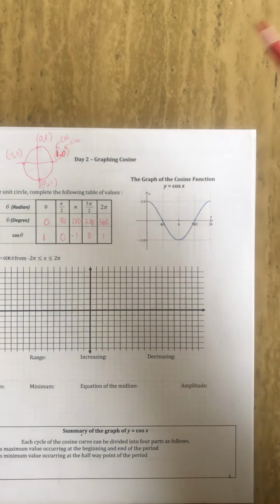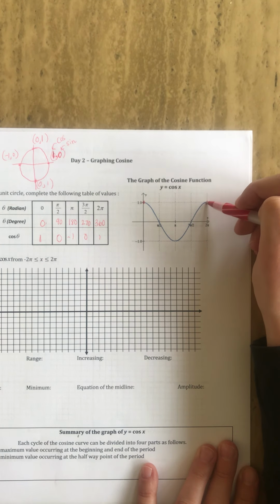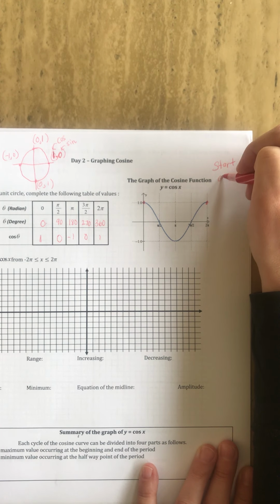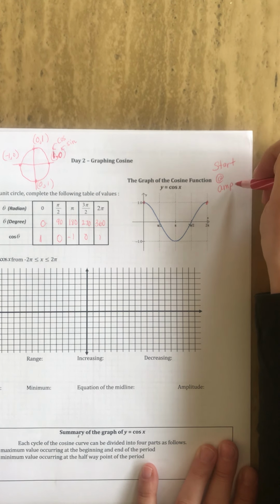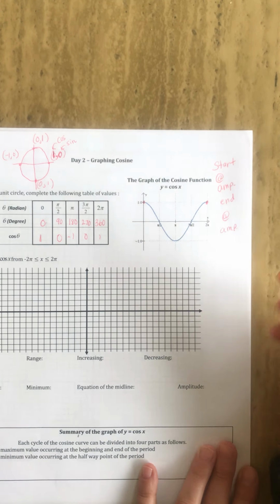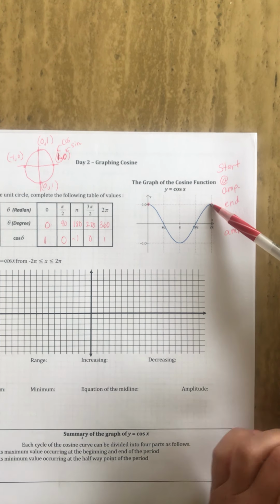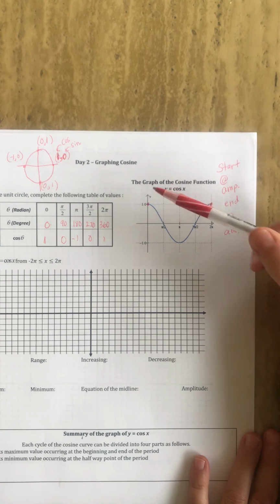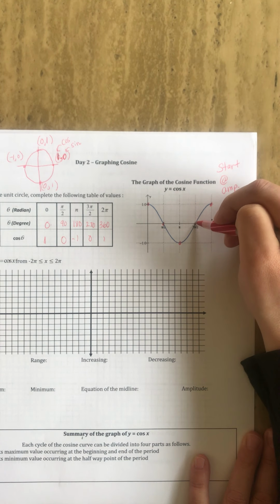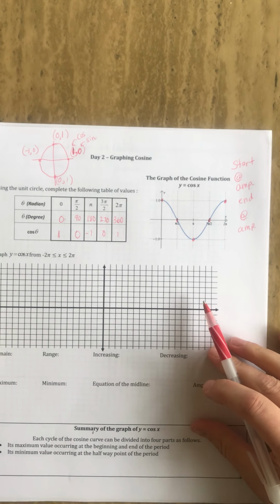Okay, so you can see that the cosine curve looks a little different than the sine curve. You're going to start at the amplitude and end at the amplitude. You'll hear me say that a lot. Start at the amplitude and end at the amplitude. So you start at 1, you're going to end at 1. You start at 1, you go down to 0, negative 1, back up to 0, back to 1.